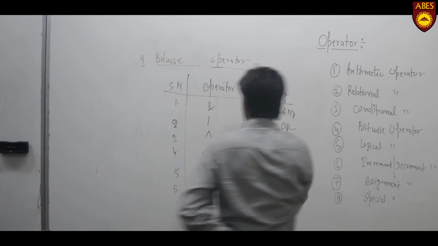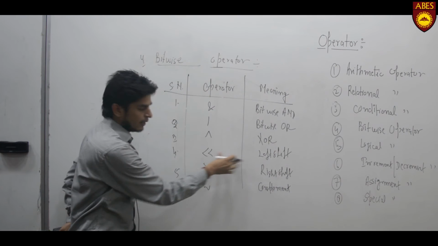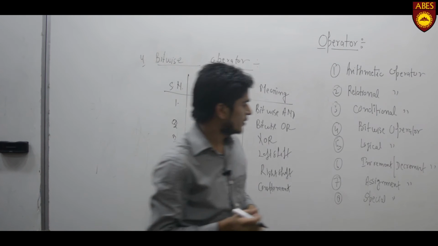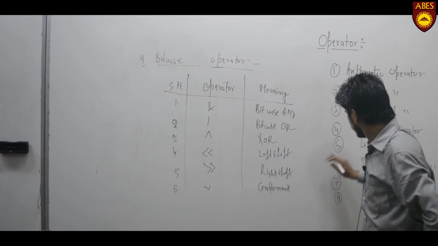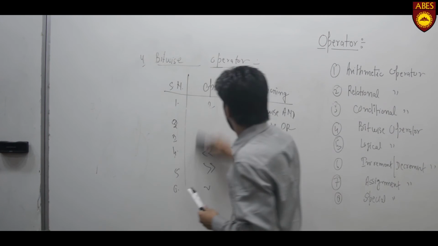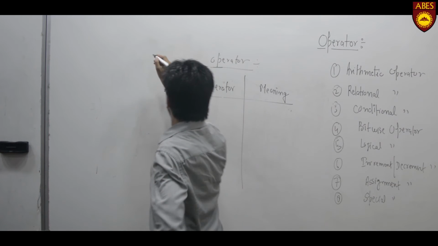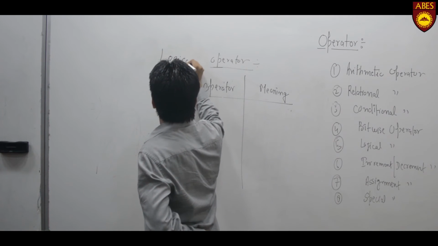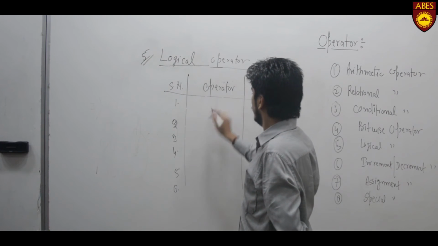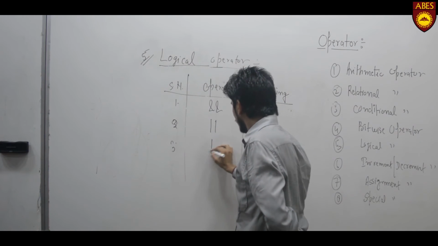The following operators are the bitwise operators. First one is the bitwise AND, second one is the bitwise OR, XOR, left shift, then right shift, and finally the complement. Complement may be two things, one's complement or two's complement. And the fifth category of operator is the logical operator. There are three operators in logical category: logical AND, logical OR, and logical NOT.